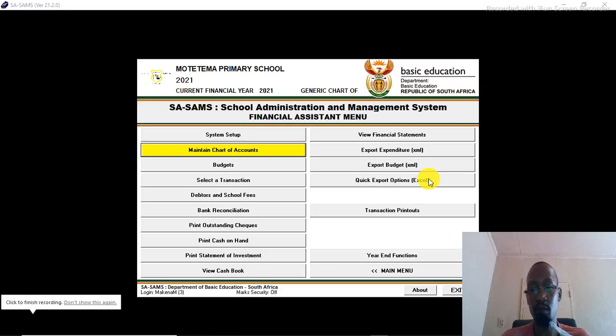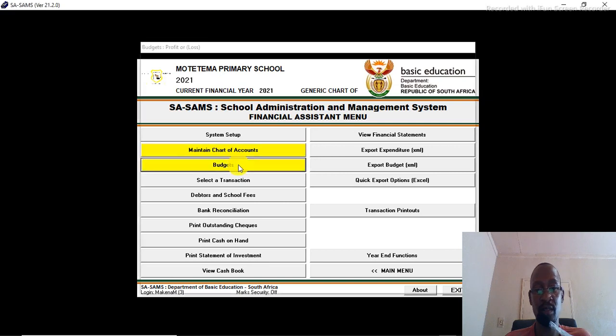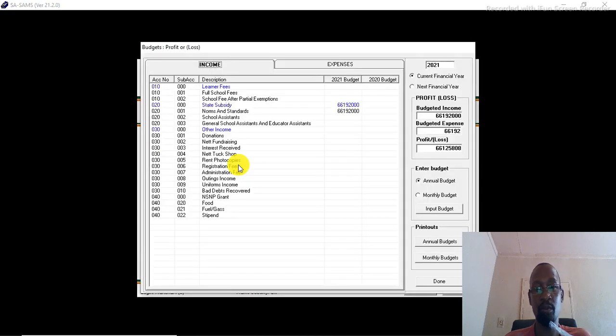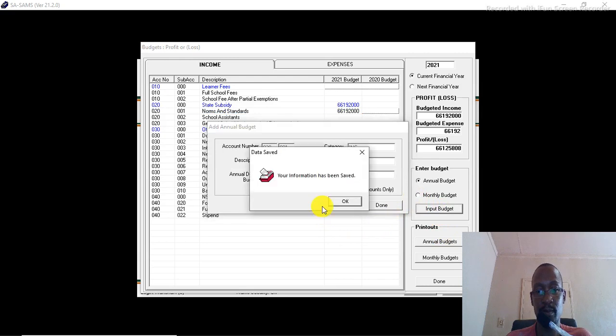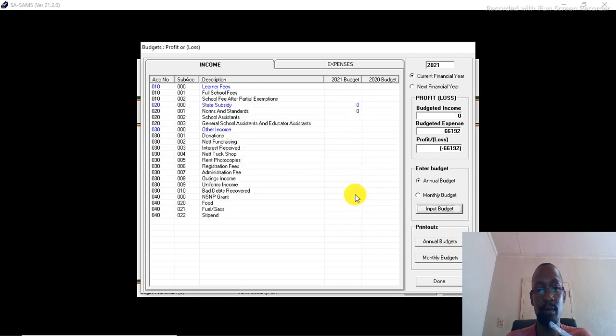Let us continue, colleagues. Provided you are able to add into chart of accounts all the categories that you need to add, now we move into budget. As we get into budget, the database we had already input some information which we are simply just going to remove. Right, as you can see, we remove that.